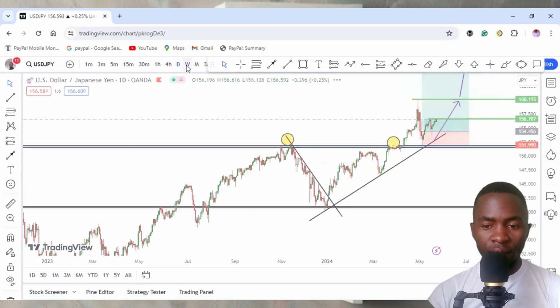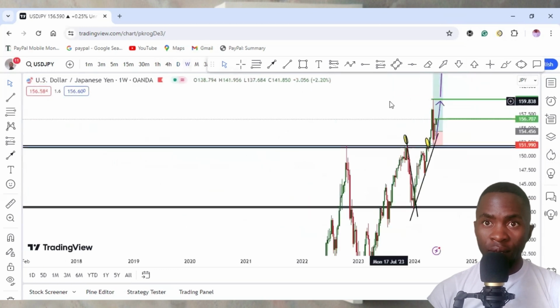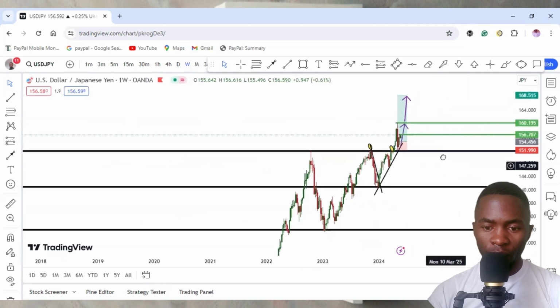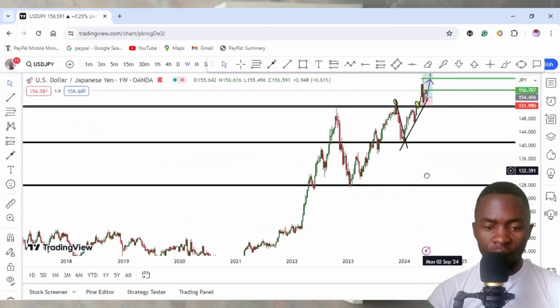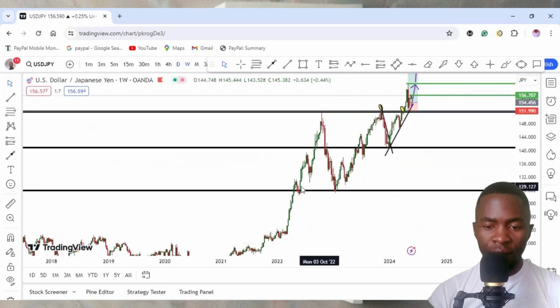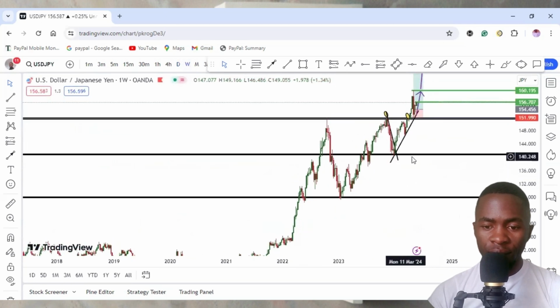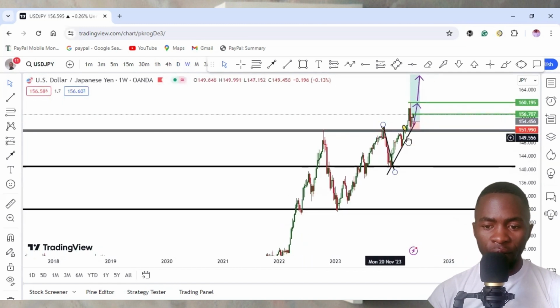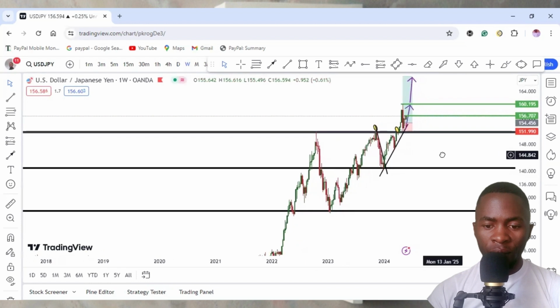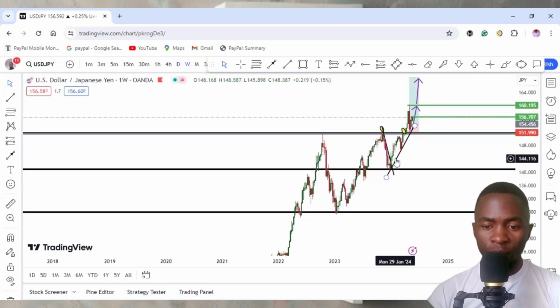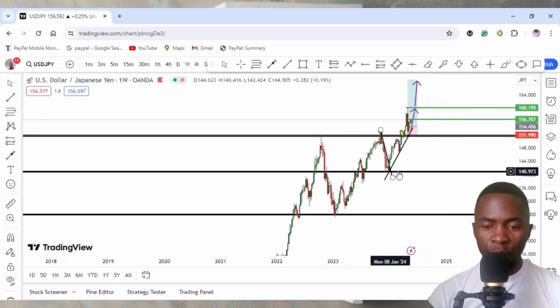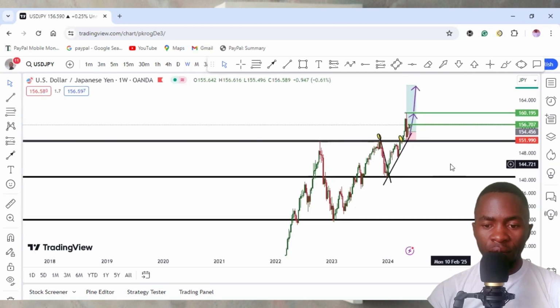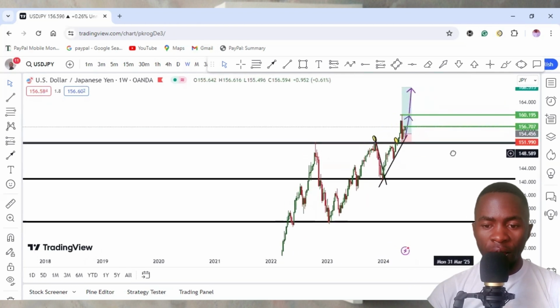Let's go back on weekly so that I can give you a clear scenario. As you can see, these are my zones. We have a first zone here, another zone here, another zone here. So this one at the top was a kind of double top. The market respected the double top, retraced back to another zone, and came and broke this zone. After breaking this zone, let's go to daily.